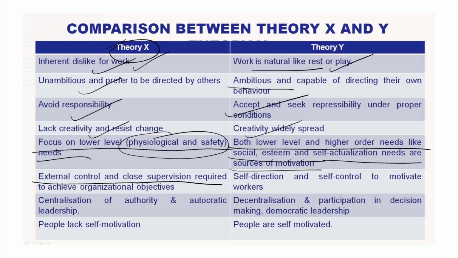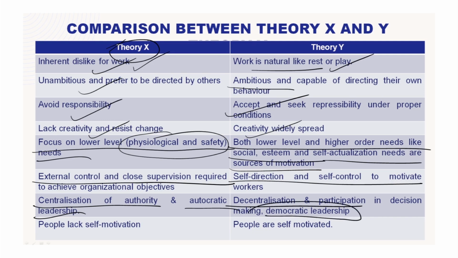Extreme control and close supervision required under theory X. Self-directed, employees are self-motivated to perform any activity. Centralization of authority, decentralization of authority, autocratic leadership in theory X, democratic leadership in theory Y. People lack self-motivation, people are self-motivated. So, these are some of the points of difference we have already discussed between theory X and theory Y.